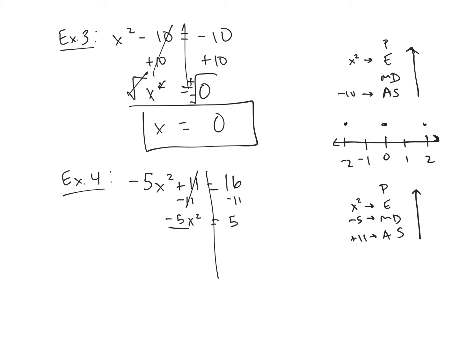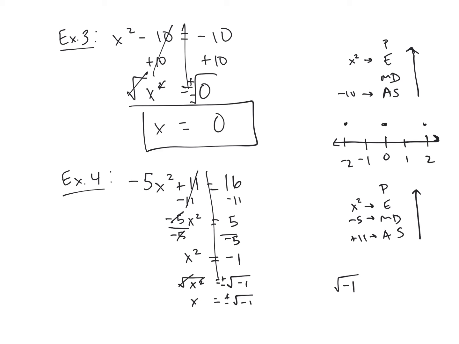And I get negative 5x squared equals 16 minus 11 is 5. And then I'm going to divide by negative 5 on both sides. Negative 5 divided by negative 5 is just 1x squared. 5 divided by negative 5 is negative 1. So I get x squared equals negative 1. Now the problem is when I have a square root of a number like negative 1, because I'm going to square root both sides, and when I do that, I end up with just x on the left and the square root of negative 1 on the right.